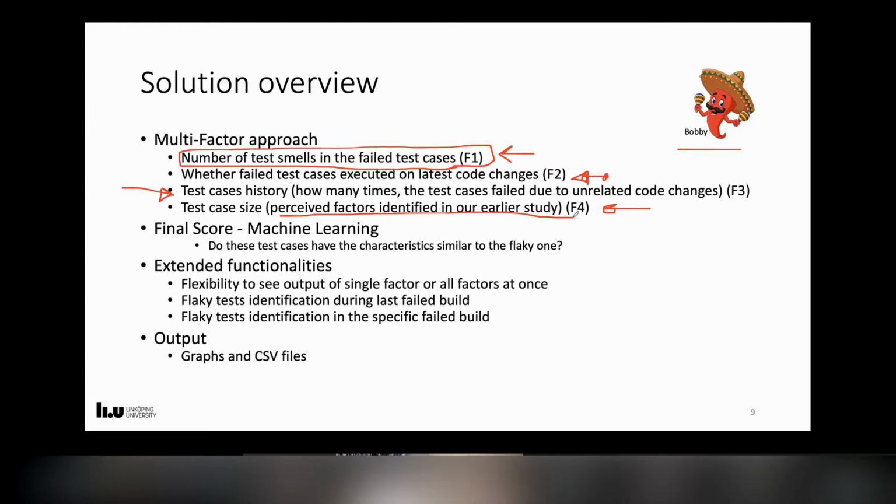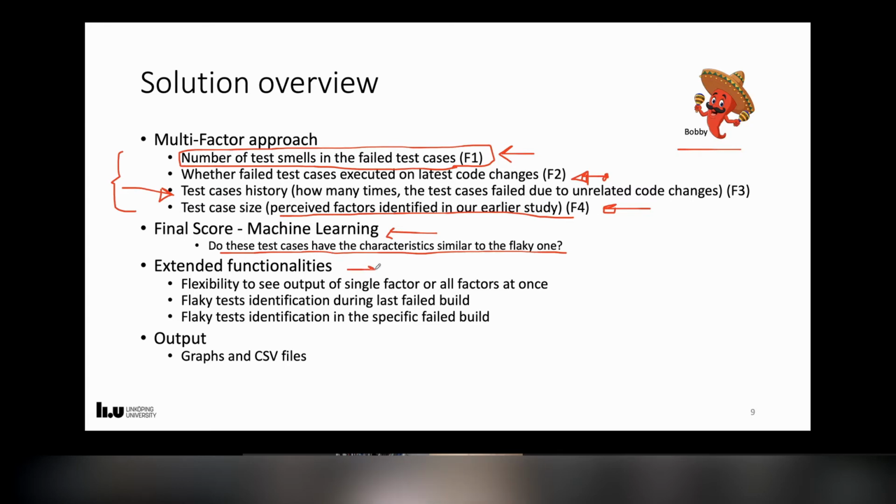So we're trying to find in this tool if it's really the case or not. Now, since we have 4 factors, how do we find a final score? How do we know whether this test case is flaky or not flaky? So we use a machine learning algorithm, the KNN algorithm. We train our algorithm on open source data with labeled tests, flaky and not flaky. And then we find whether the failed test cases have characteristics similar to the flaky ones. And at the end, using those 4 factors, we find whether this test case is flaky or not.